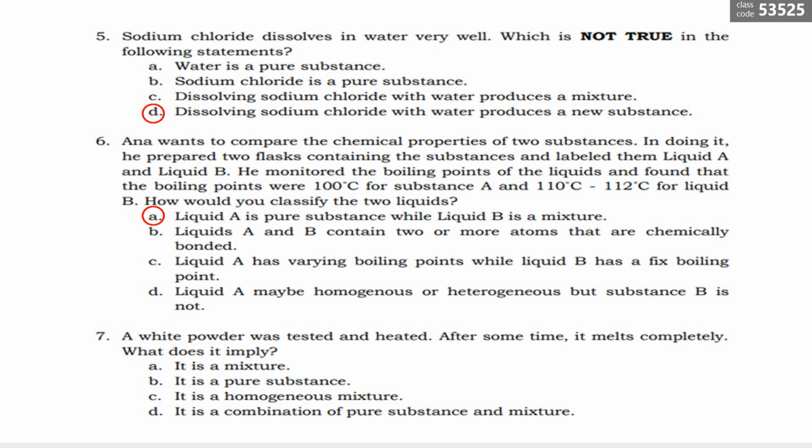Let's reveal the answer. Correct answer for number 7 is B. It is a pure substance. Very good. Most of you got it perfect. For items 8 and 9, two liquids were observed and heated. The data gathered is shown in the table below.